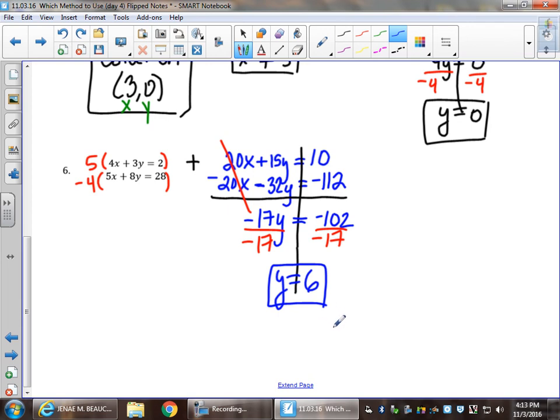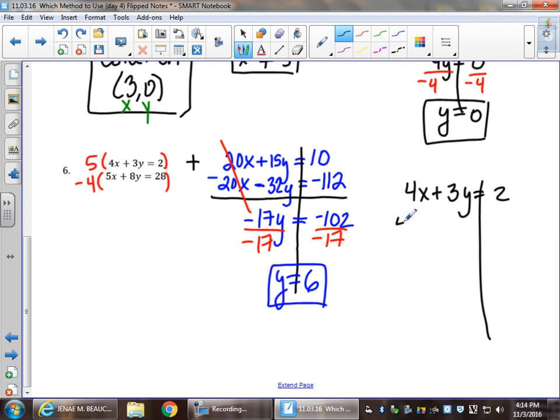Okay, we have y, we need x. How are we going to do that? I need to go back here and choose one of my original equations. Doesn't matter which one. I'm going to choose the first one. So 4x plus 3y equals 2. Where I see y, I will be substituting in 6. So go ahead and pause the video. You solve for x, and I will solve for x, and then we'll compare. So this will be, pause.